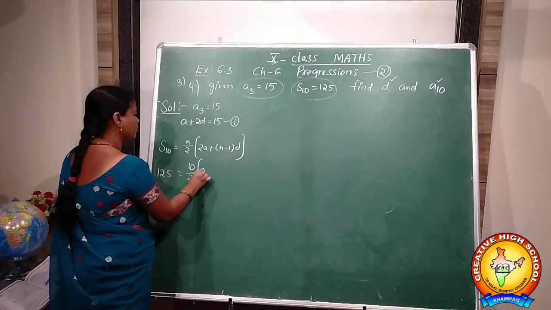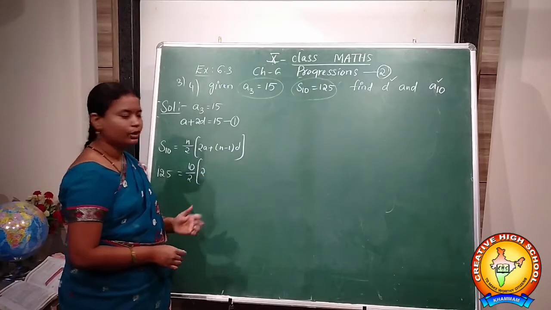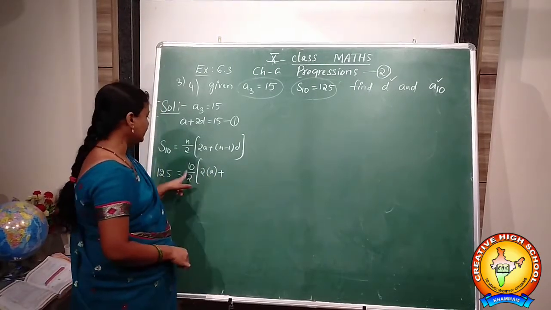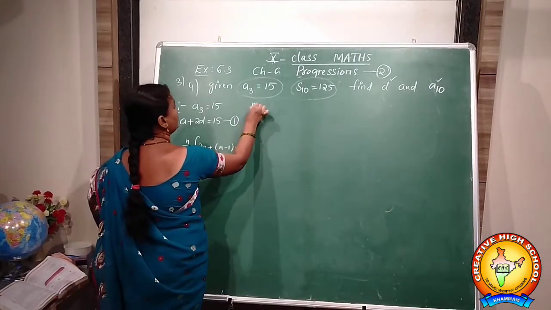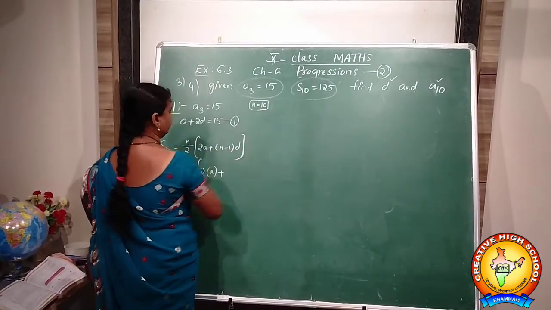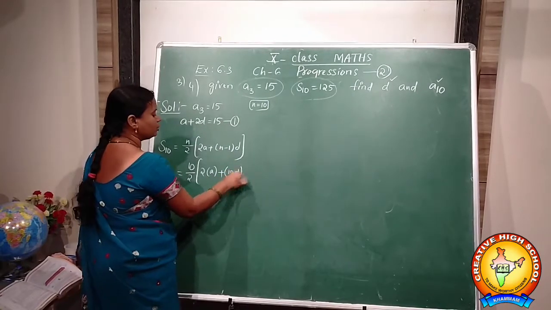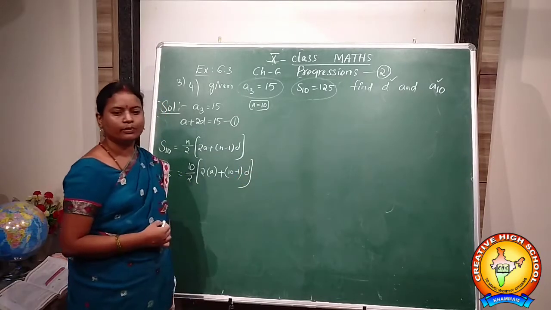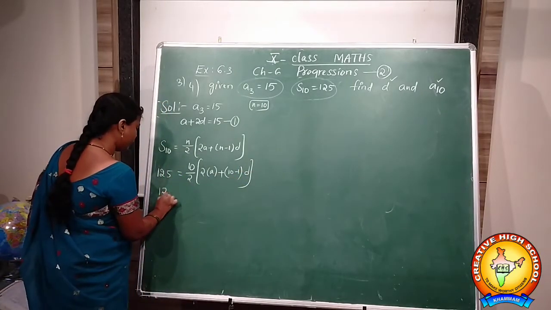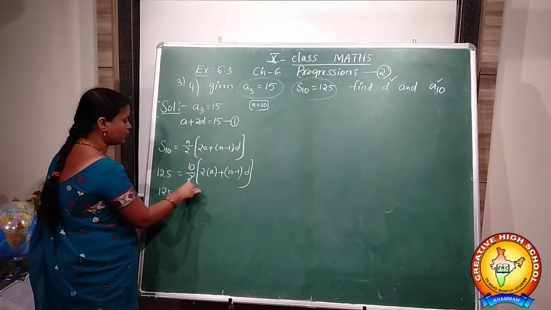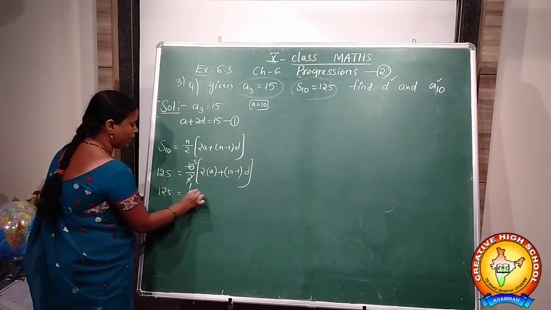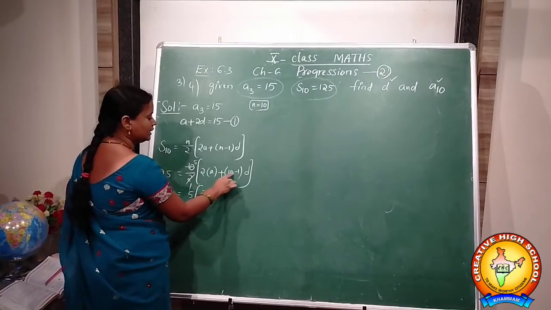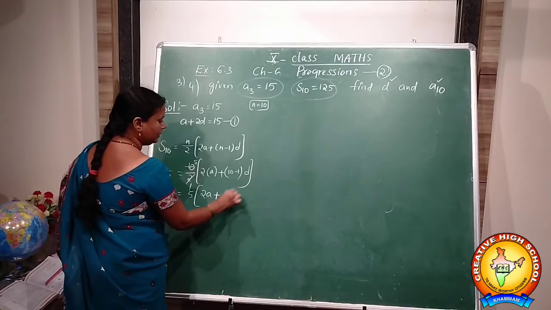10 by 2 into a value. We don't know the a value. Plus n value. We know that n value is equal to 10. 10 minus 1 into d value, also we don't know that. So that's why I am writing the d as it is. Okay. See here. 125 is equal to 2 ones are 2, 5s are 5 into 2a plus 10 minus 1, 9, into d.